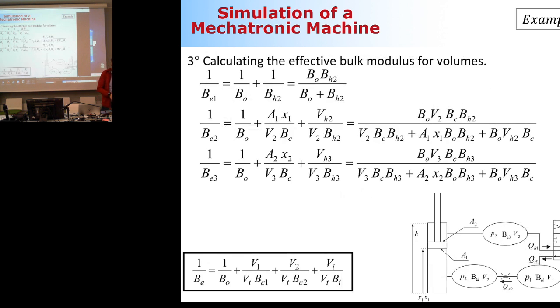Step number three, compute the effective bulk moduli. The first one is going to be quite straightforward because the only things that affect these bulk moduli are the flexibility of the fluid and the flexibility of the hoses. Now, how can you define the flexibility of the hose?